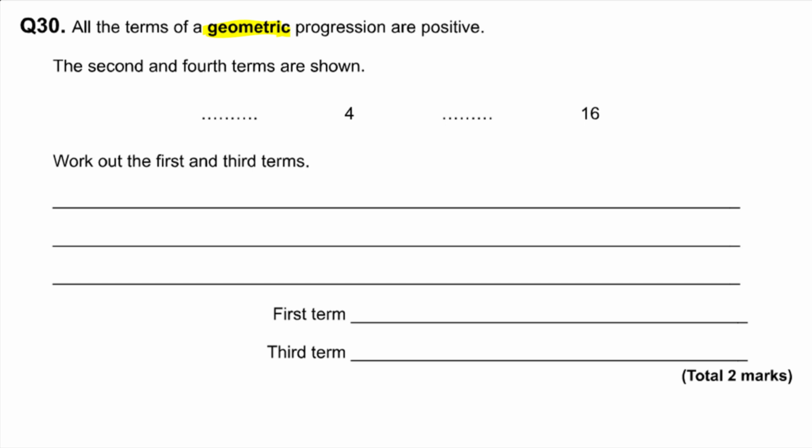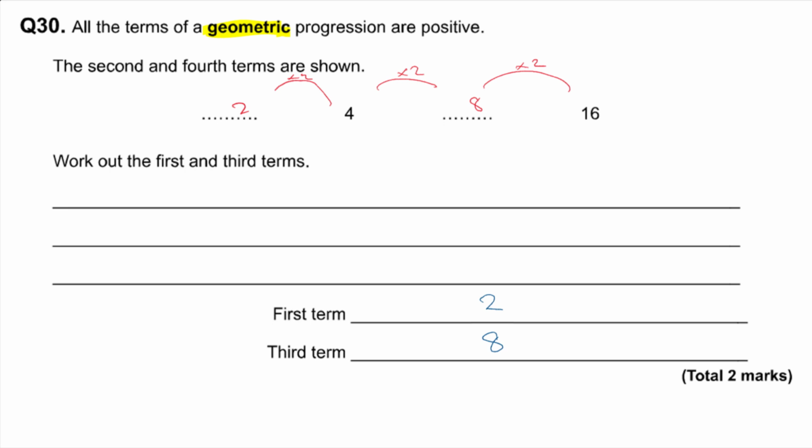Well, if I was doubling it each time, that would work, wouldn't I? So if I was multiplying everything by 2, if I times this one by 2 I get 8 here, and I times this one by 2, I'm going to get 16. Okay, so that seems to work. And so if that's the case, then going backwards, I must have multiplied 2 by 2 to get 4, mustn't I? So what is the first term? It's 2. And what is the third term? It's 8.